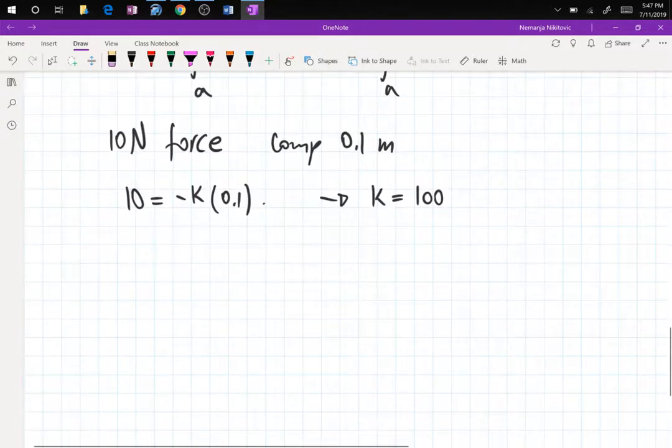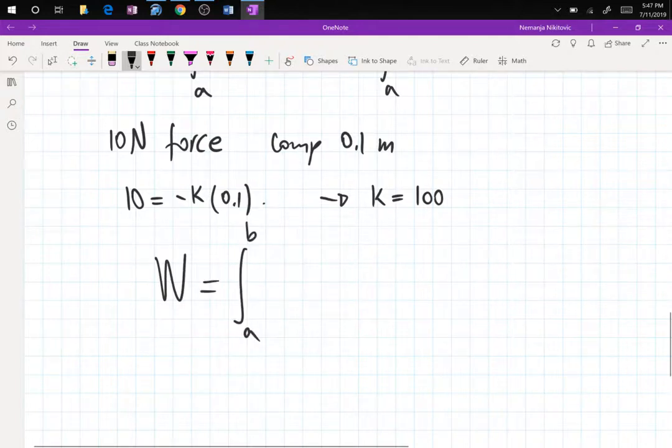So what I have now is that the work done is the integral from a to b of 100x dx. So my k is 100 and then times x from Hooke's Law, and I am now ready to start stretching, shrinking, and do whatever I want. All of the stretching and shrinking for the spring will be in those limits, a and b.